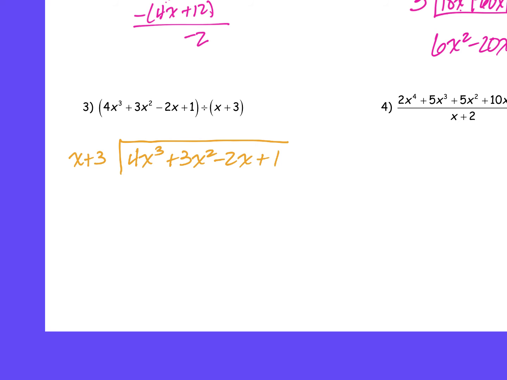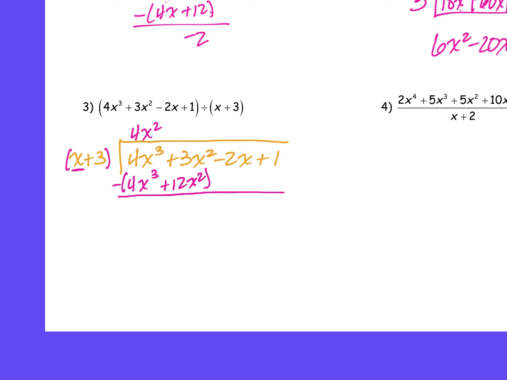What do I multiply x by to get 4x cubed? 4x squared. And then I distribute it through, correct? Yes. So 4x squared times x gives me 4x cubed, and 4x squared times 3 is 12x squared.